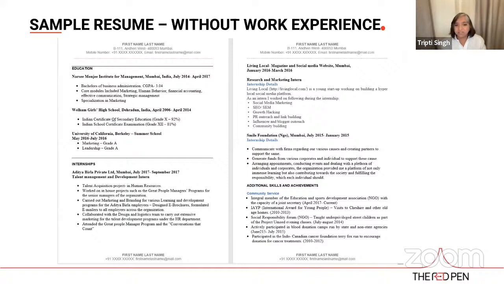But also be consistent, right? For example, this person: additional skills and achievements is capitalized, research and marketing intern is non-capitalized, and it's just not well placed, right? Using an address on top. If you're applying for international universities, they don't really care whether you're living in Andheri, Colaba, or Noida, right? For them, that's not important. And in the form, you tell them which city you belong to, tier 1, tier 2, whatever.